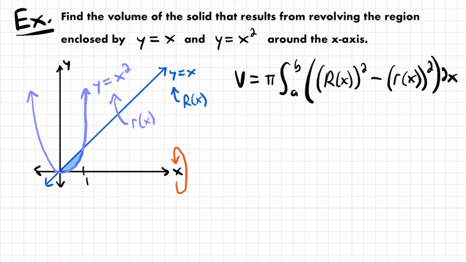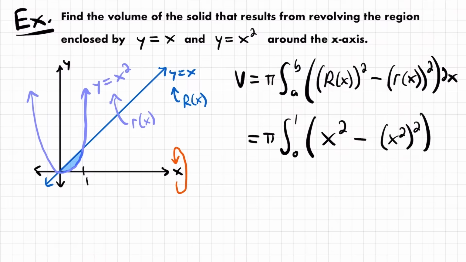And so now we will have that the volume is equal to pi times a definite integral from a to b, which are two values of x that our region lies between, in this case from x equals 0 to x equals 1, so we will have from 0 to 1, of our outer radius squared, and remember our outer radius is y equals x, so we will have x and then we'll square it, minus the inner radius squared, and our inner radius is x squared, and so we will have x squared squared times dx.